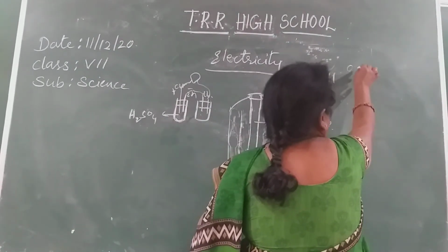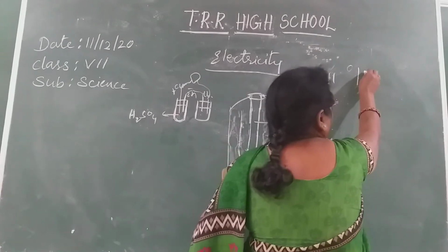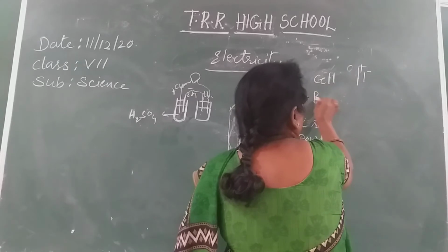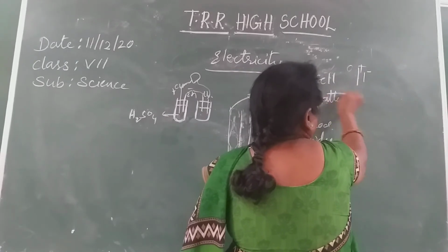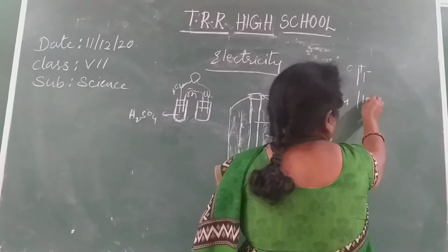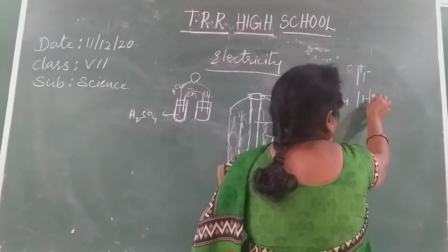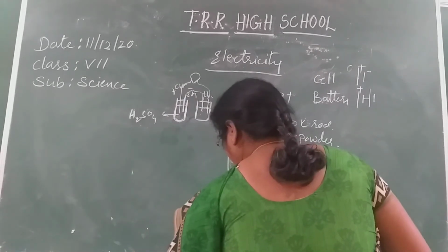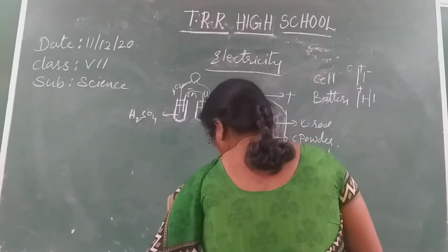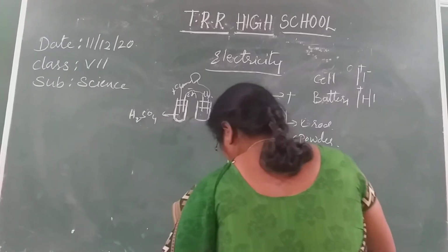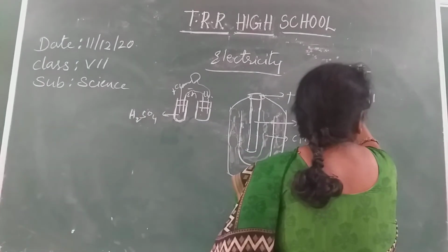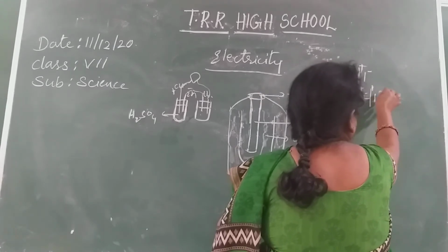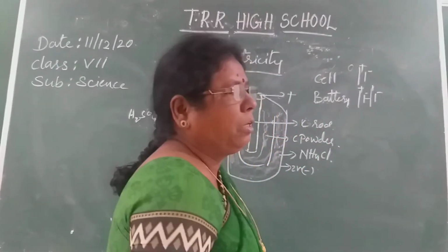We use the long line to represent the positive terminal and the short line to represent the negative terminal. And when more than one cell is used, it is called a battery. One big line, one smaller line, alternating. Always the cells are kept alternating only, isn't it? What do you call it? It is called a battery. So this is negative, positive, negative terminal. This is called a battery. Okay.